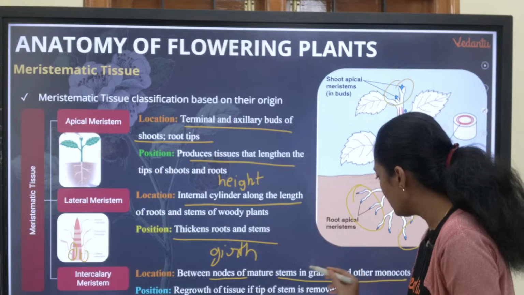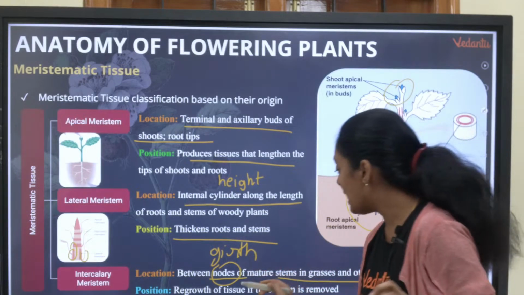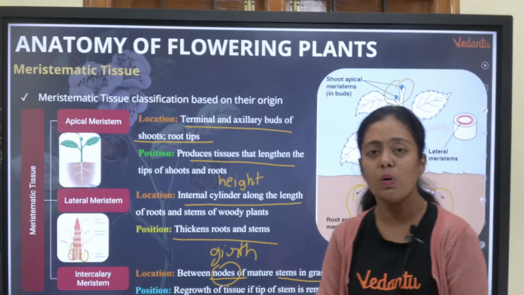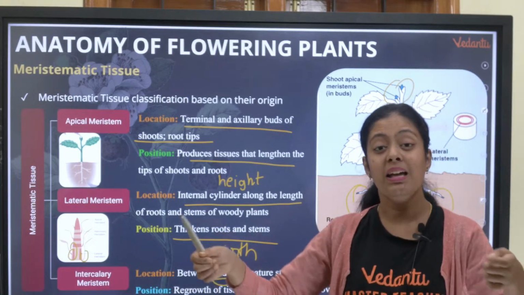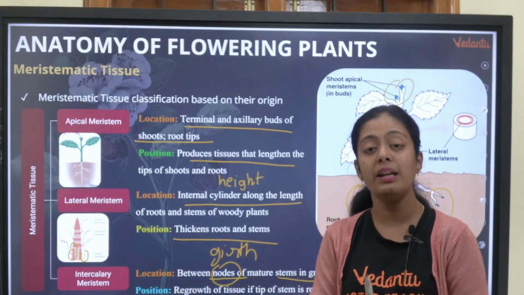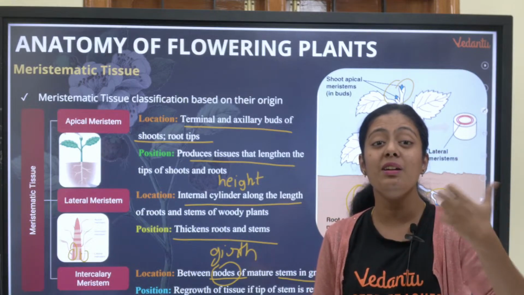So what is node? Can anyone tell me what is the meaning of node? Okay, and it helps in regrowth of tissue if the tip of the stem is removed, right? Many of you must have seen gardeners, they keep cutting the top part of the plant, right? Why? Because it is going to help in the regrowth of the plant. The growth will be even better.